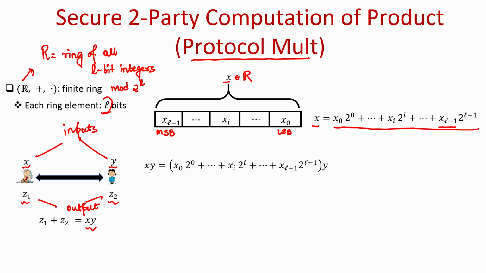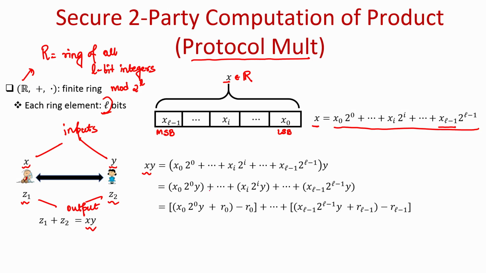Now, if this is the case, what can I say about x times y? X times y will be this expression. Now, I can take y inside, because I am just using the ring axioms. I can distribute the plus over dot and so on. So, if I take y inside, then the expansion of x times y becomes this.